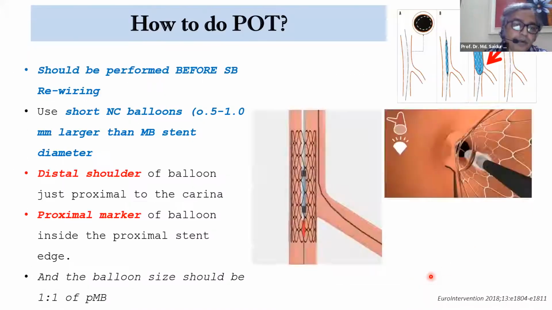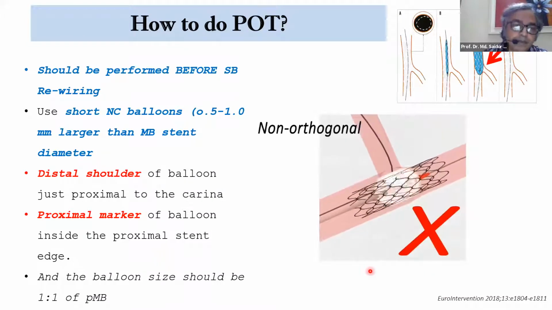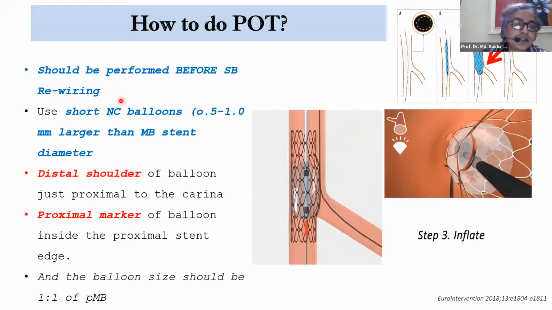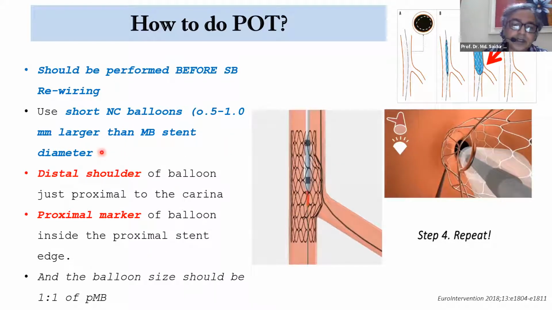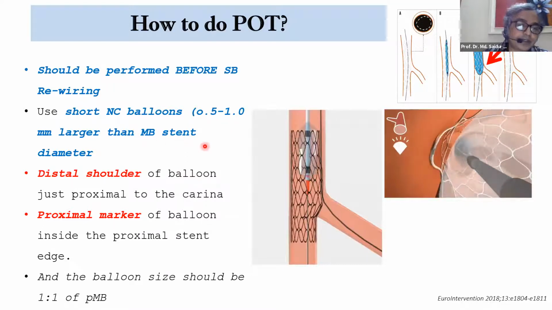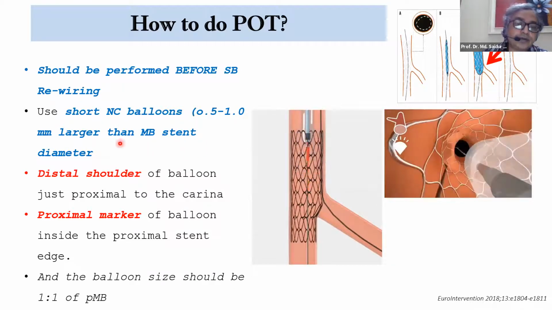And then comes how we'll do the POT. This should be very, very meticulous to do a POT well. Otherwise, everything will go wrong. This should be done before SB rewiring, that means with a jailed wire. Use short-length balloons larger than the MB stent diameter, a little bit, 0.5 to 1 millimeter, because we are taking that MB stent according to the distal reference diameter. So the actual diameter of the proximal MB is usually bigger. So a 0.5 to 1 millimeter larger balloon should be taken.